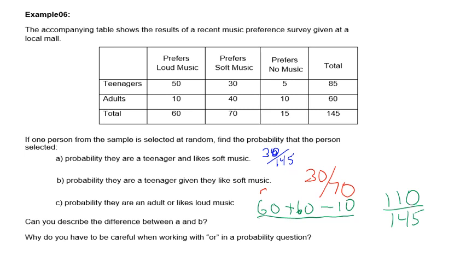All right? So again, can you describe the difference between A and B? So let me clear everything out here. Well, A, you're saying and. You're not saying anything about exactly who they were when they were selected. Given says you know the person selected did like soft music. So you restricted it to this column here.